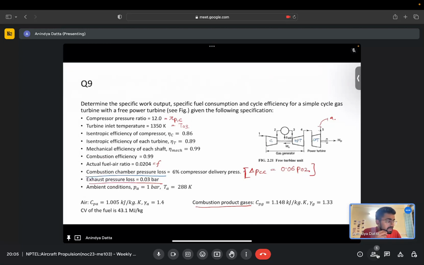So the pressure at P05 has to be higher than the ambient pressure, it won't be less. There is a pressure loss due to exhaust, which is 0.03 bar. The ambient pressure is 1 bar, so at 5 the pressure has to be 0.03 bar higher than that. Is that clear?